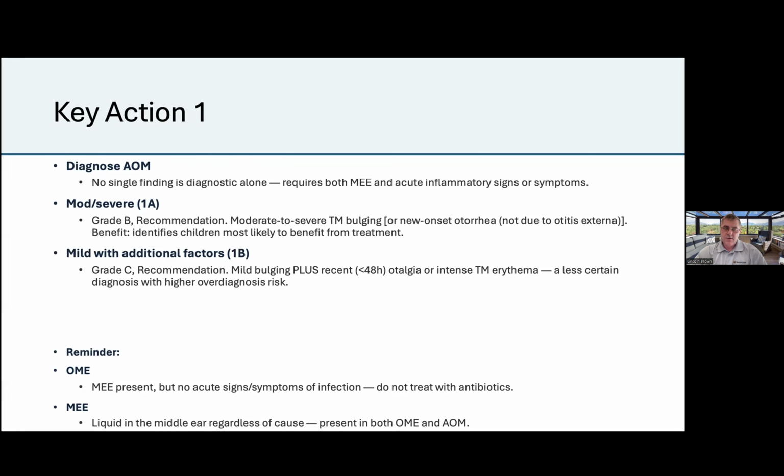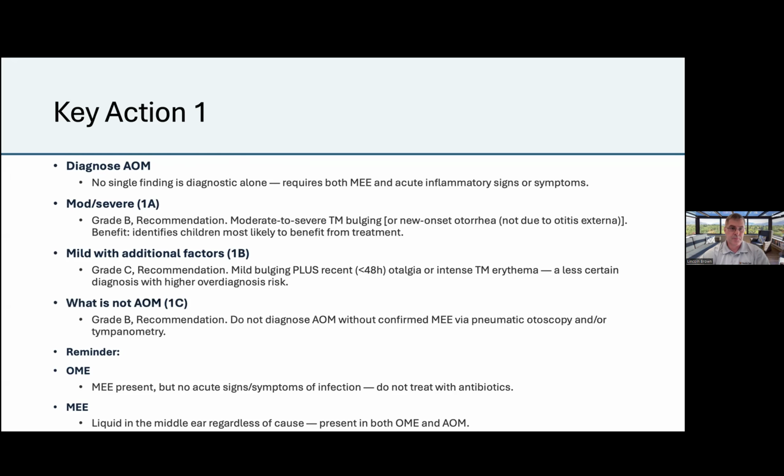As a kind of acquiescence to letting a little more sensitivity in the diagnosis, they came up with the recommendation that a mildly bulging TM with intense erythema or pain can also be an acute otitis media. As you can see, it's a grade C recommendation. That's more of the hedge to make sure that we don't get too specific and miss a large number of acute otitis media diagnoses.